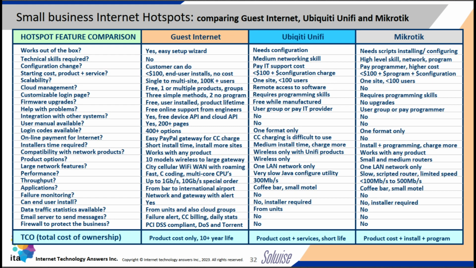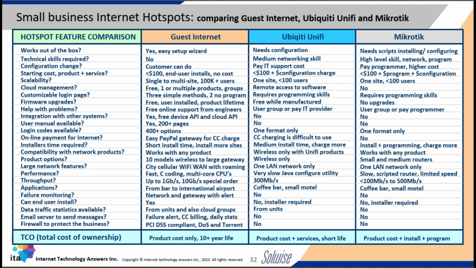And this is a comparison table that I prepared. I won't go into details. You can download this presentation and look at the details. But when we look at total cost of ownership, a product like guest internet only has a product cost. Everything is free. And there are people who are using these products for more than 10 years.